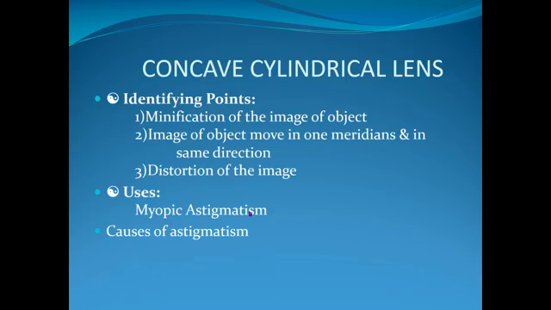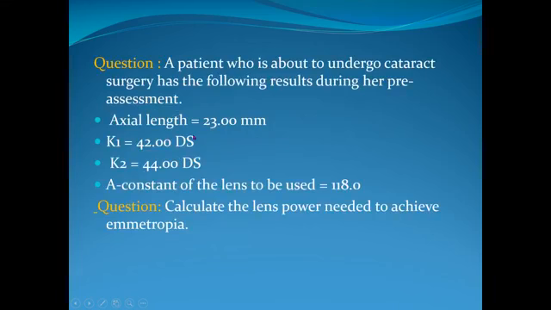Concave cylindrical, magnification of the object is the same as convex spherical. The image of objects moves in one meridian in the same direction, but here there is some difference. In case of spherical, it moves in both meridians. Here in the cylindrical lens, in one meridian, and there is distortion of the image, but in case of spherical there is no distortion of the image. Use is myopic astigmatism.